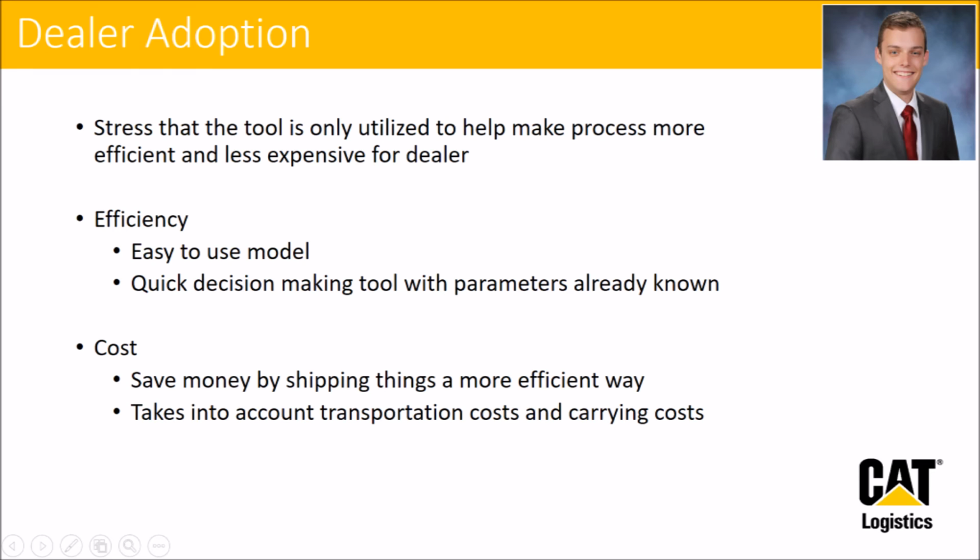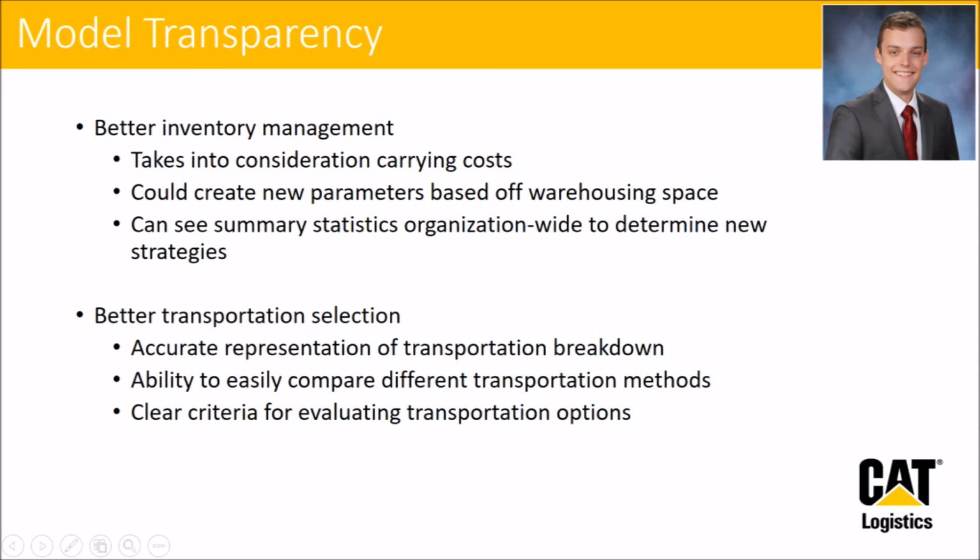In addition, the model will save them money by allowing them to ship parts in a more efficient way by analyzing both transportation costs and carrying costs. Finally, the model will be fairly transparent, allowing them to see the decision-making criteria we utilized. The transparency of our model will help Caterpillar's decision-making process.